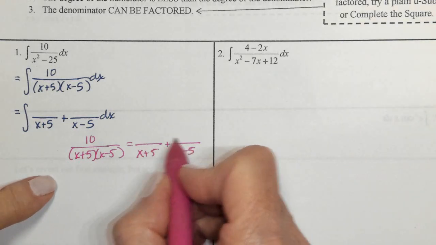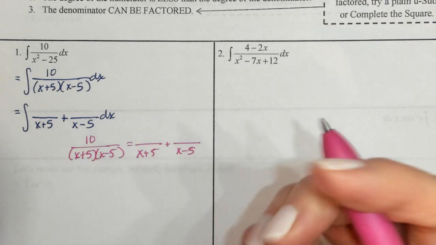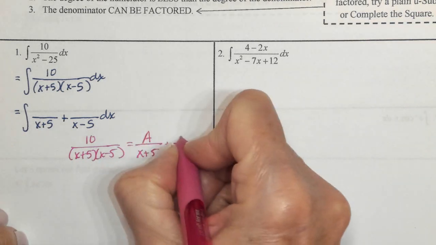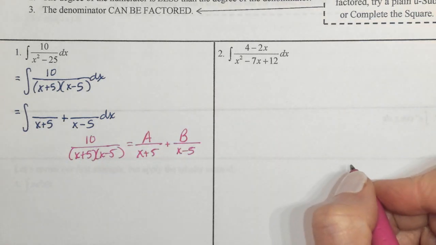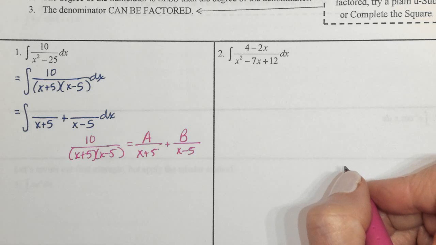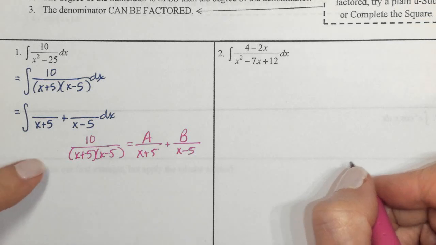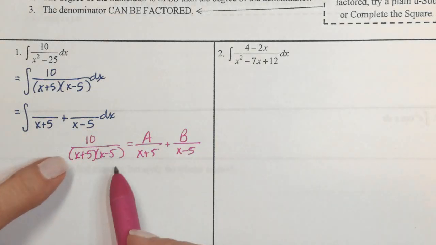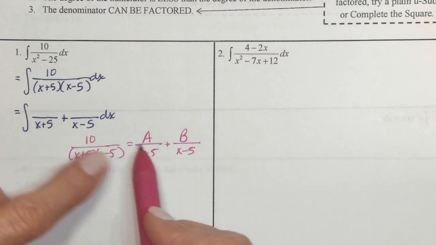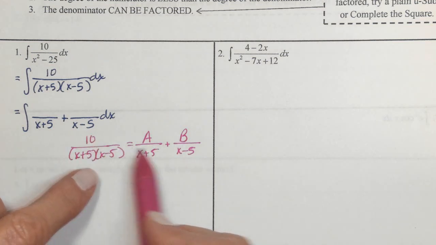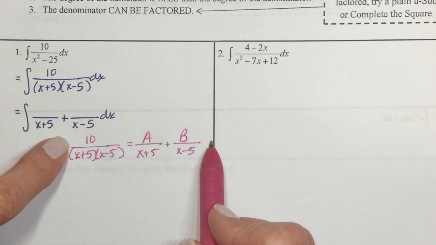So we need to label these something to give us something to work with. I'm going to label it an A and a B. That might look familiar to you from pre-calculus. This is what you did in pre-calculus. All right. So I'm going to begin by multiplying both sides of the equal sign by the common denominator, by the x plus 5, x minus 5.